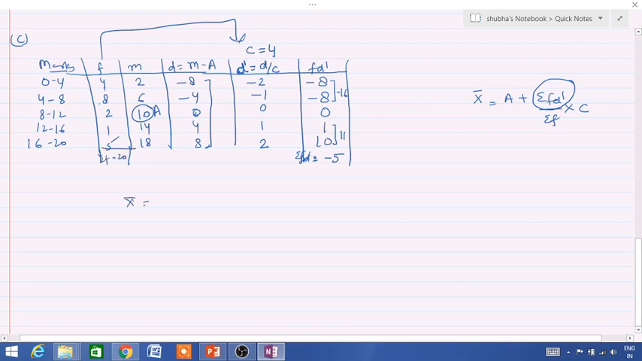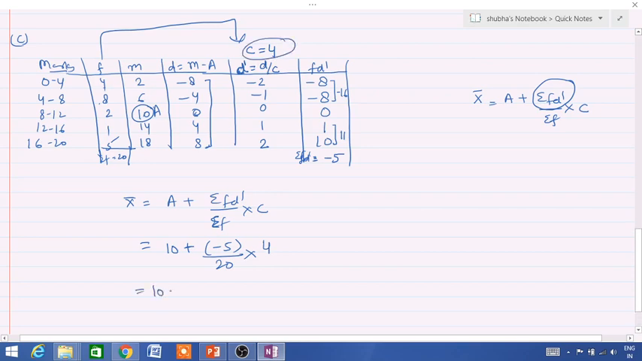Now by putting the values in the formula, this is the formula I'm writing. Every time you write the question, you have to write the formula. Please don't use the shortcut method. You have to write the formula each and every time you are solving it. So by putting the values, sigma fd dash is minus 5. I have written it in bracket because two signs cannot come simultaneously. And C is 4. C is what we have taken.